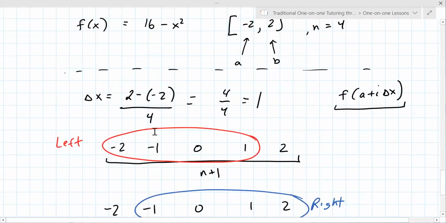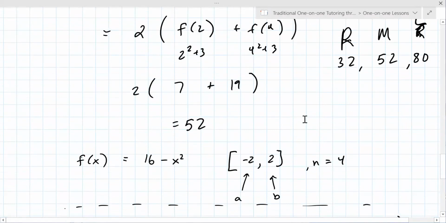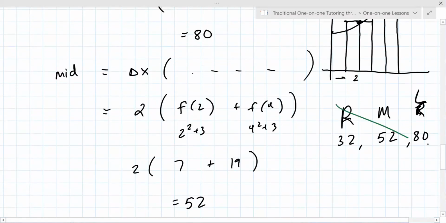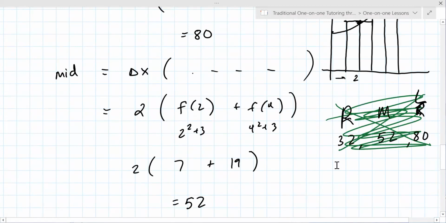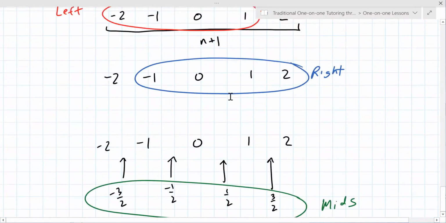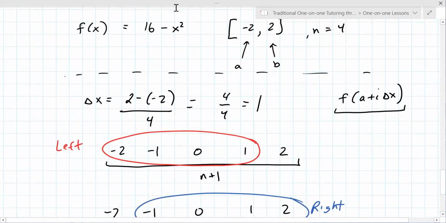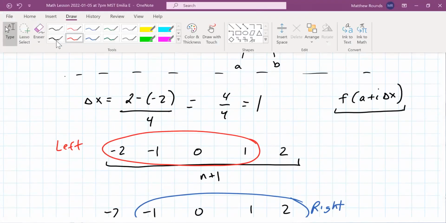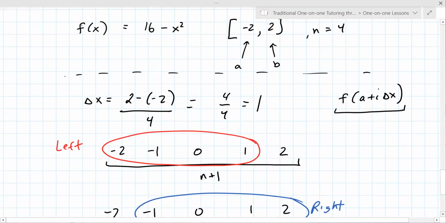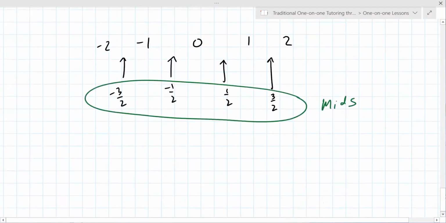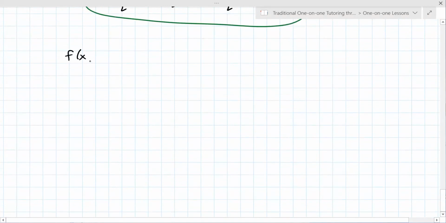So we're gonna do the left sum first. I think I made a mistake up here, so you can just ignore this if you go back and look at it later, because it's out of order. So the left sum here, we got to get our function. Our function is 16 minus x squared.